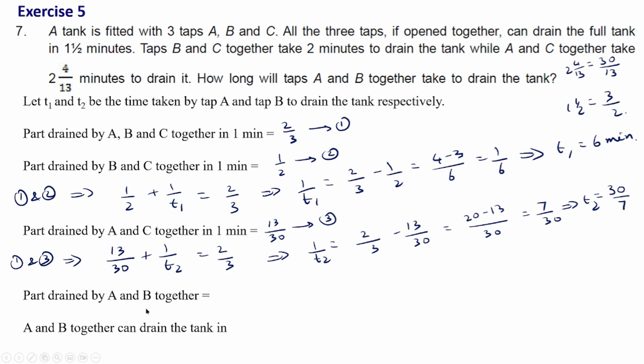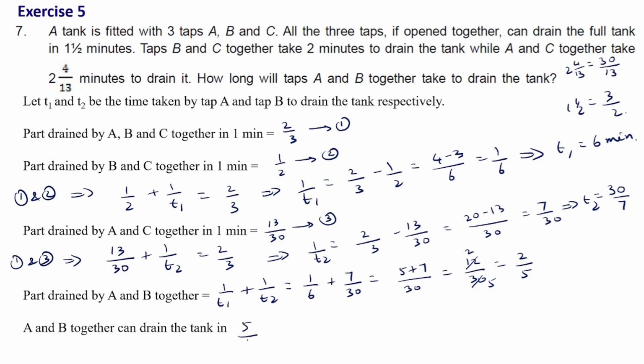So the part drained by A and B together will be 1 by T1 plus 1 by T2. This is 1 by 6 plus 7 by 30. Here again the LCM is 30. So here we have 5 plus 7 by 30. This is 12 by 30, or it is 2 by 5. Therefore, A and B together can drain the tank in 5 by 2 minutes.